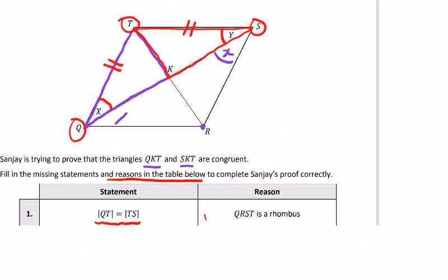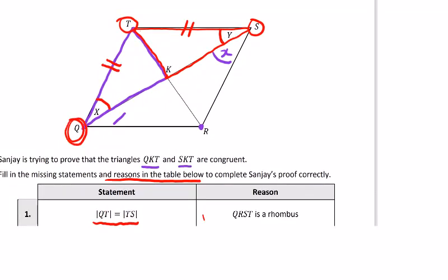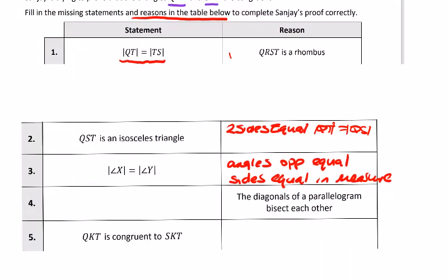Just be careful with the letters. QK is equal to SK. The diagonals of a parallelogram bisect, so QK is equal to SK. That's what they're looking for in this one.